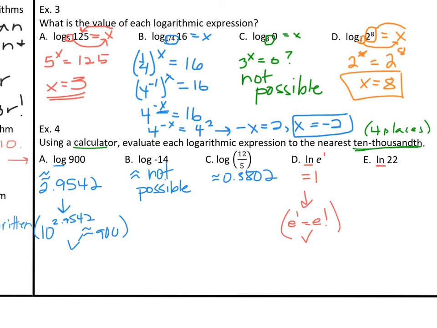Now, if it's not e in your ln, if it's ln 22, then we're just going to plug in ln 22, and we get a decimal approximation, 3.0910. If working with these logarithms is kind of tricky and you want to get together on a Google Meet, we can definitely set something up this week to make sure you understand how to plug these things in.